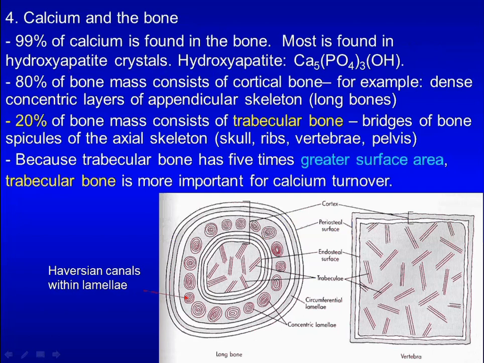80% of bone mass consists of cortical bones. These are cortical bones. 20% of bone mass consists of trabecular bone, as shown here in the long bone and in the vertebrae. These are trabecular bones. Because trabecular bone has 5 times greater surface area, trabecular bone is more important for calcium turnover.